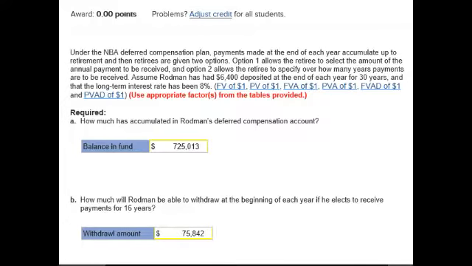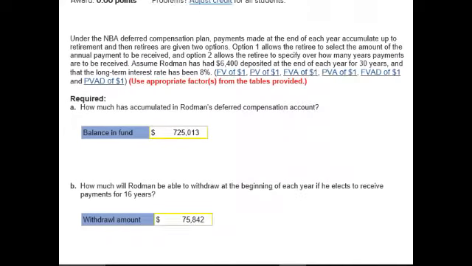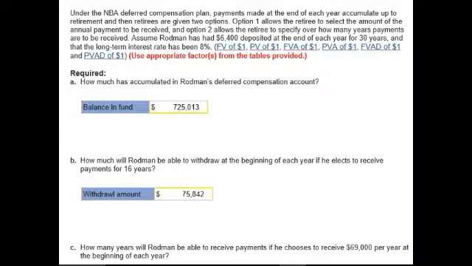Hi class, this is another question from chapter 6. This one is about MBA's deferred compensation plan, and it has three parts to it. So here is the sample question. Again, you're going to have different numbers, right? Okay.